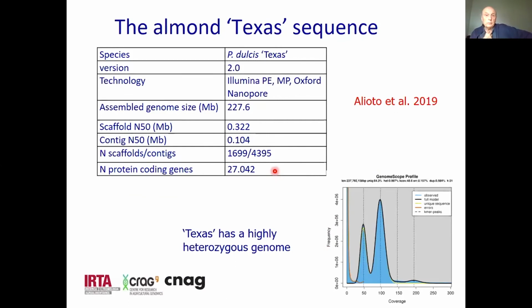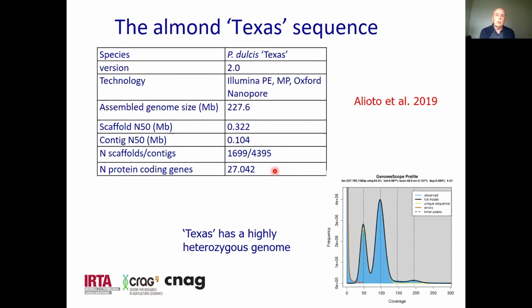Several years ago, with Tyler Alioto and the CNAG, we decided to go ahead and start sequencing the almond genome. We did it mainly with Illumina sequencing and with a little bit of Oxford Nanopore. And then we assembled a sequence that covered well the genome of the species, around a quarter of a gigabase, so a very small sequence. And we found around 27,000 genes, which was more or less what we expected.